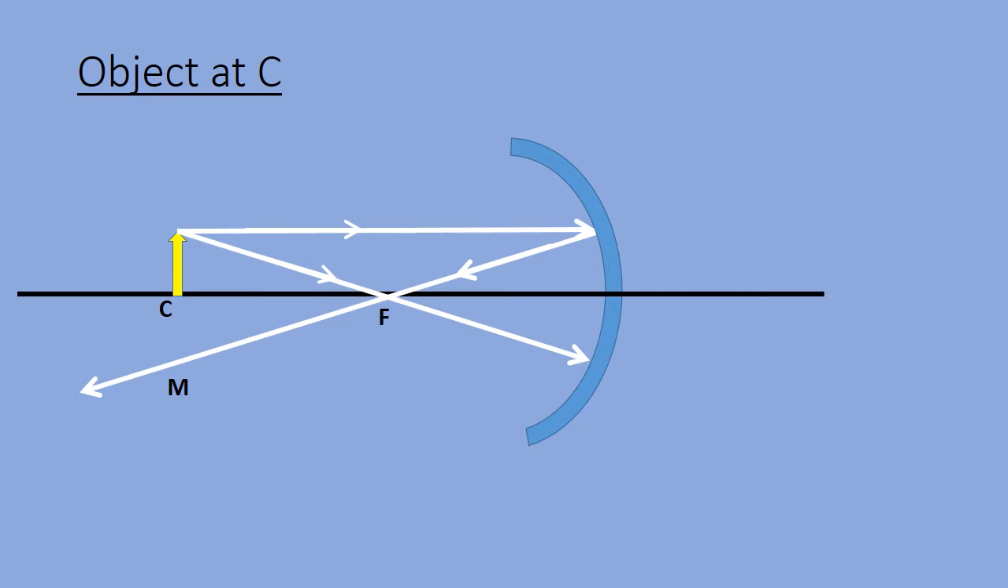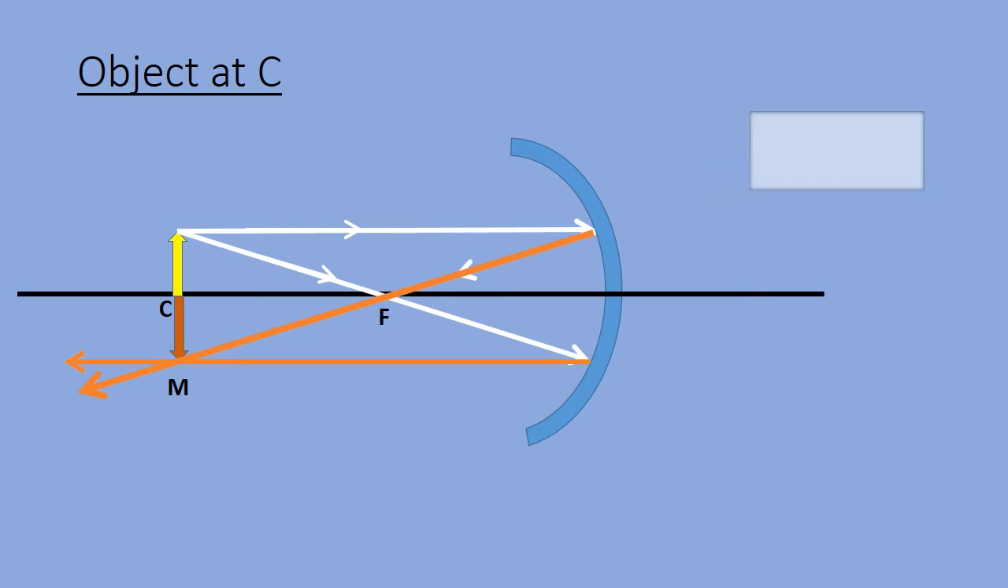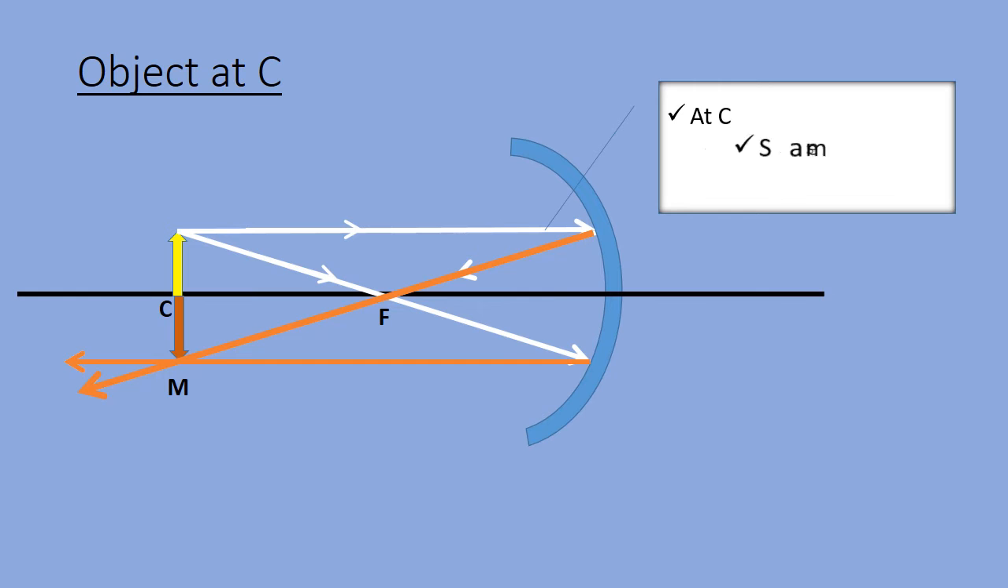Now let's look at both these reflected light rays. Both these reflected light rays meet at point M, so that the image would be formed at C to M. The image would be CM. So as we can see from the diagram, the image would be formed at center of curvature. The image will be of the same size as that of the object and it will be real and inverted.